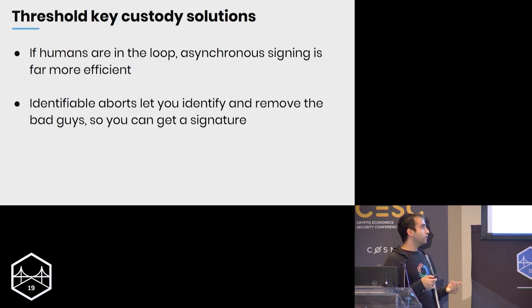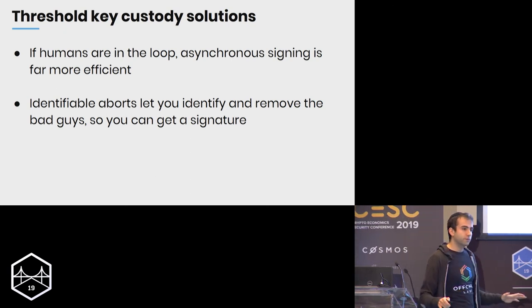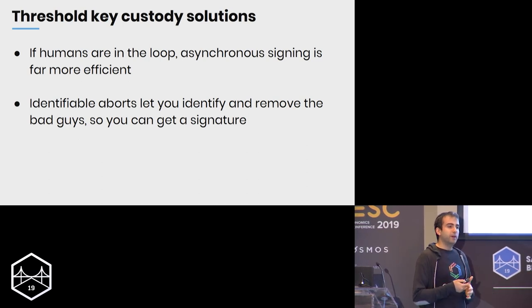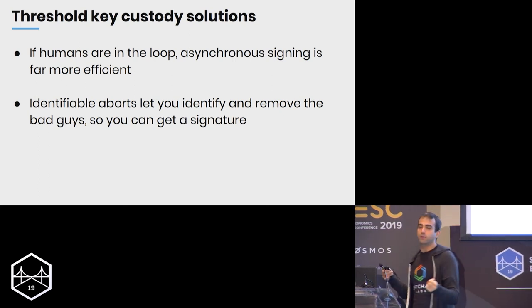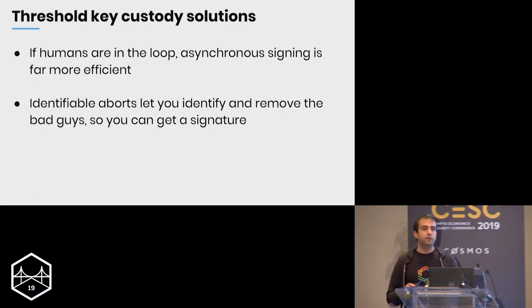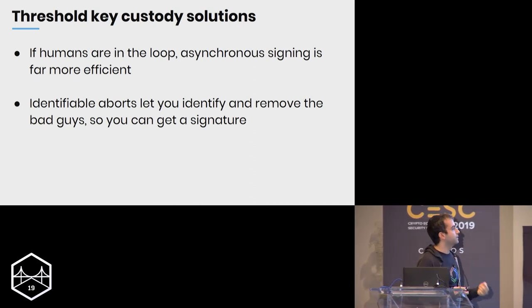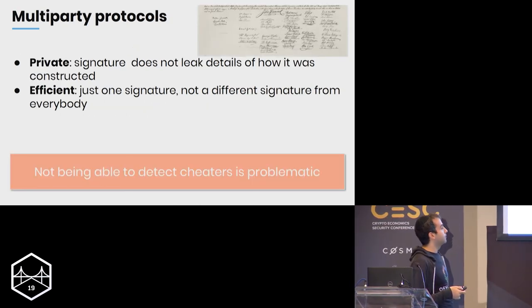And also, if humans are in the loop, if I was at a company just controlling a bunch of servers, then the problem of identifiable aborts might not be the biggest issue. If one of them does the wrong thing, I just reset all my servers. But if you have humans with different incentives here that can try to deny service, then the problem of identifying aborts also becomes pretty important.